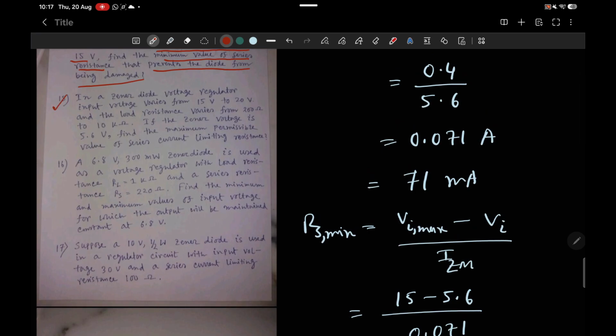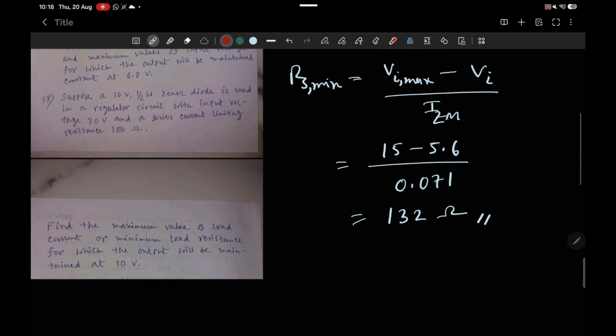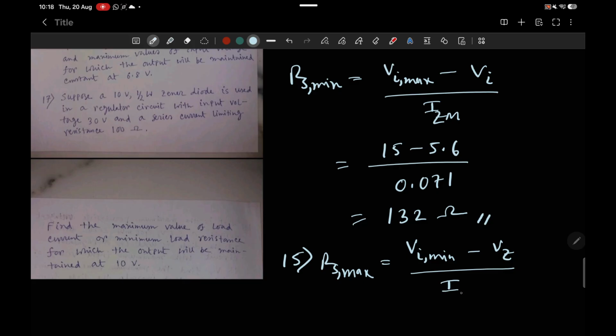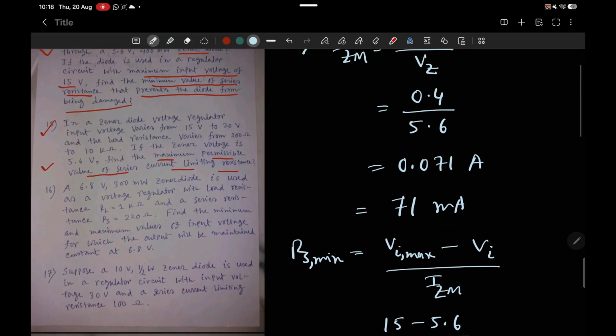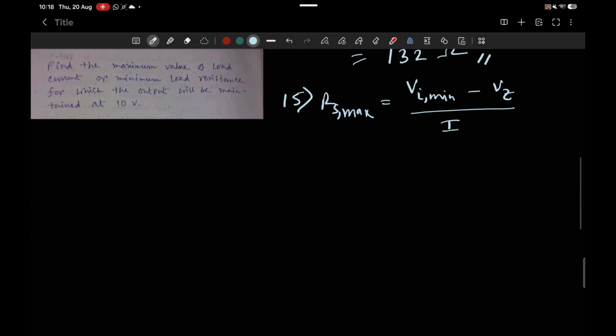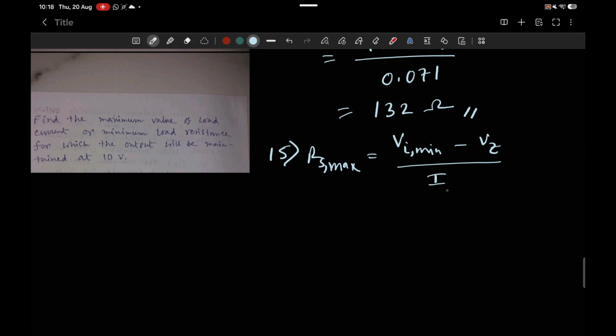Now 15. In a Zener diode voltage regulator, input voltage varies from 15 volt to 20 volt and the load resistance varies from 200 ohm to 10 kilo ohm. If the Zener voltage is 5.6 volt, find the maximum permissible value of series current limiting resistance. Okay, maximum value, so it is RS max. RS max is VI min minus VZ by, no, power rating is not given, so leave IZK, so it will be IL simply.